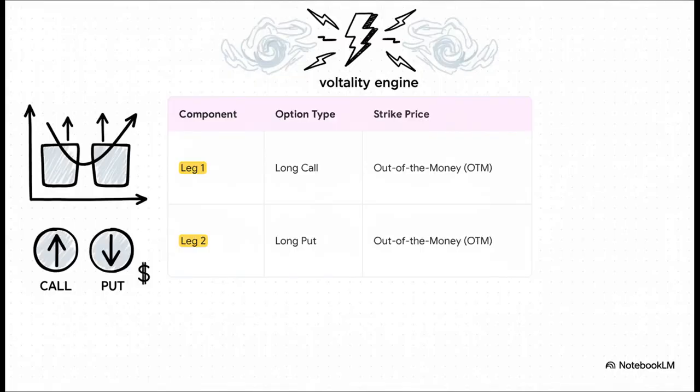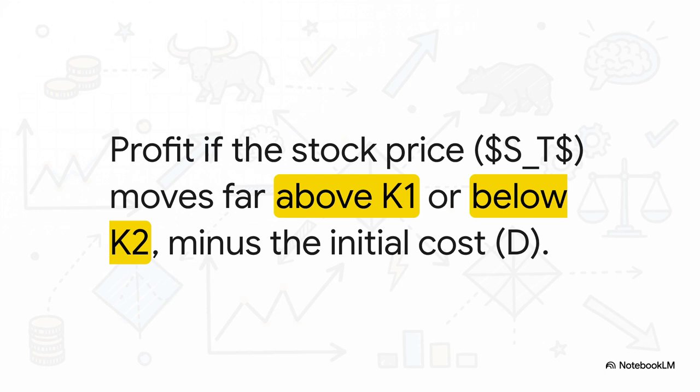The long strangle, which is detailed in section 2.23, is one of these volatility engines. And it's so simple to build. You just buy two options, an out-of-the-money call and an out-of-the-money put. That's it. You've basically placed a bet on both sides of the market. And the math here is beautiful.